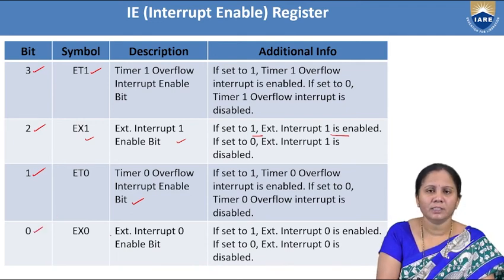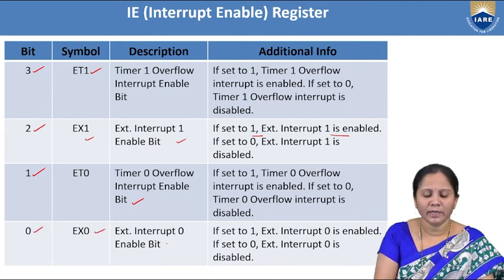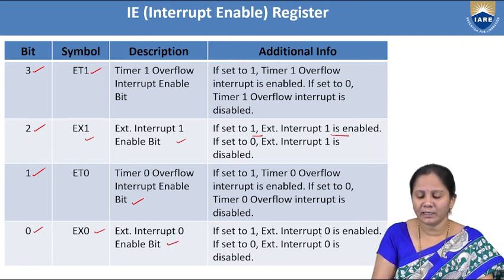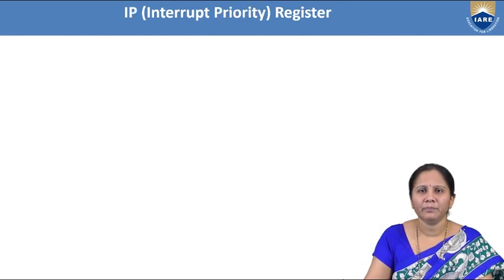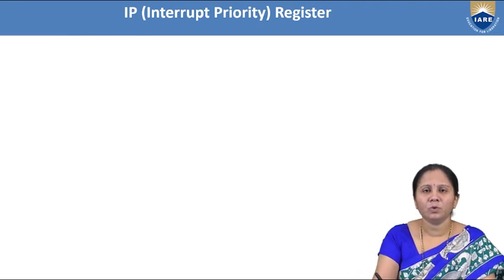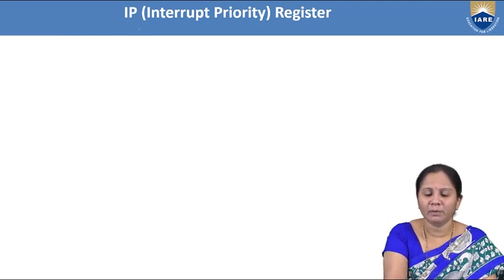And the last one, bit 0, is EX0. It represents the external interrupt 0 enable bit. If that is set, external interrupt 0 is enabled. If it is 0, external interrupt 0 will be disabled. That is all about the interrupt enable register.